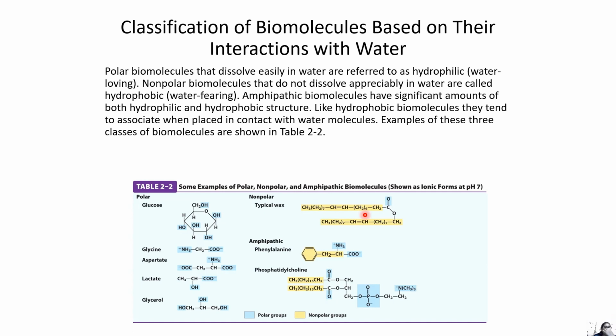Now, polar biomolecules that dissolve easily in water are referred to as hydrophilic. Non-polar biomolecules that do not dissolve appreciably in water are called hydrophobic. Amphipathic biomolecules have significant amounts of both hydrophilic and hydrophobic structure. Like hydrophobic biomolecules, they tend to associate when placed in contact with water molecules. Examples of these three classes of biomolecules are shown in this table. Polar ones can be glucose, glycine, aspartate, lactate, glycerol. Non-polar ones can be these. Amphipathic ones can be phenylalanine, phosphatidylcholine.